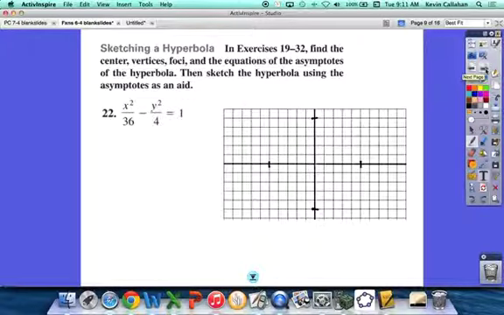Okay, the next set of problems is going to say, find the center, vertices, foci. Don't worry about the equations of the asymptotes. You're going to have to draw the asymptotes to sketch the graph, but don't worry about the equations of it. And then sketch it. Okay, so let's see. What is the center? Here's your equation. It's the origin. So the center, h, k, is right there.